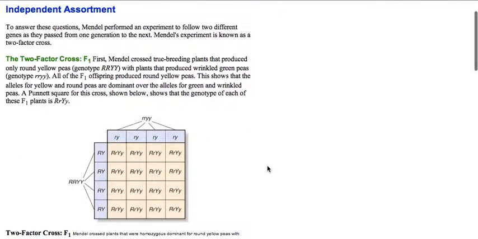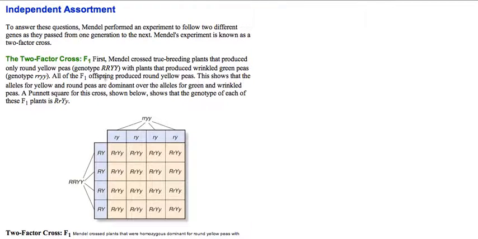Independent assortment. To answer these questions, Mendel performed an experiment to follow two different genes as they passed from one generation to the next. Mendel's experiment is known as a two-factor cross. The two-factor cross, F1. First, Mendel crossed true-breeding plants that produced only round yellow peas.